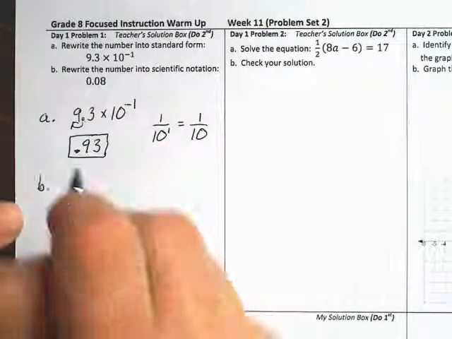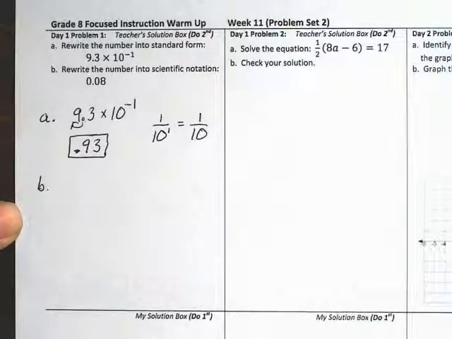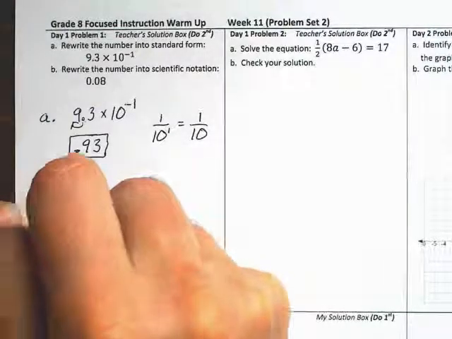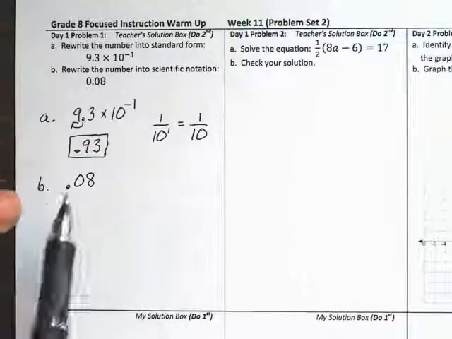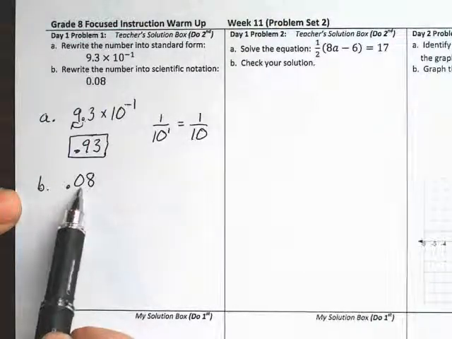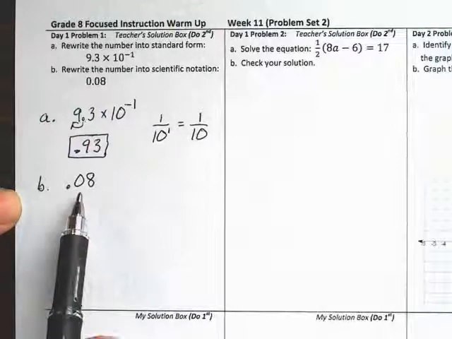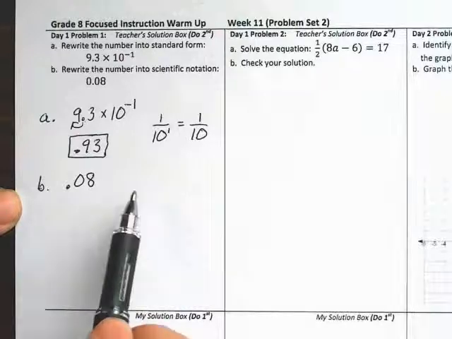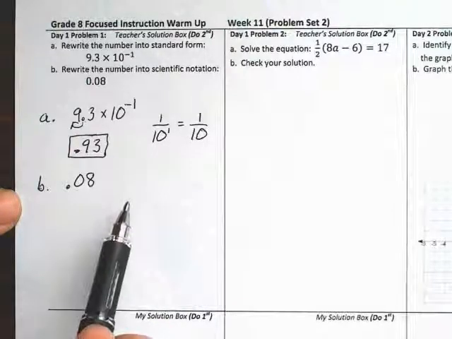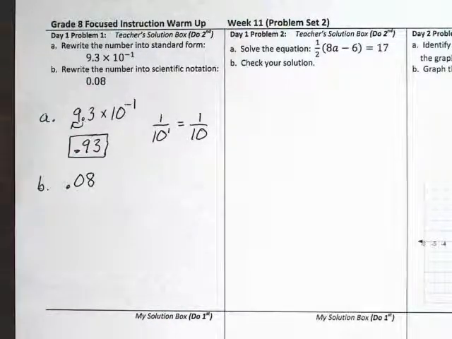Now part B. Rewrite the number into scientific notation. The number is 0.08. And I want to write this in scientific notation. And I want to be careful this time because I recall the last time I had a warm-up in which there was a small decimal number less than 1 and I changed to scientific notation. The first time I did it, I made the exponent on the 10 positive, and then I had to go back and edit my video and fix that. So let's be a little more careful this time on whether the exponent on the 10 is positive or negative.